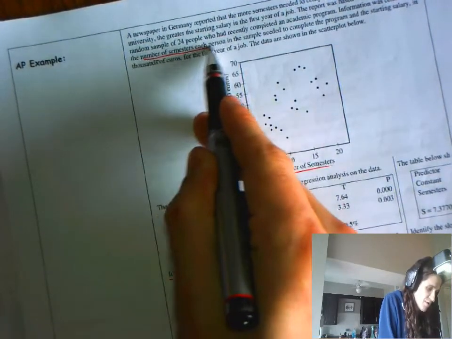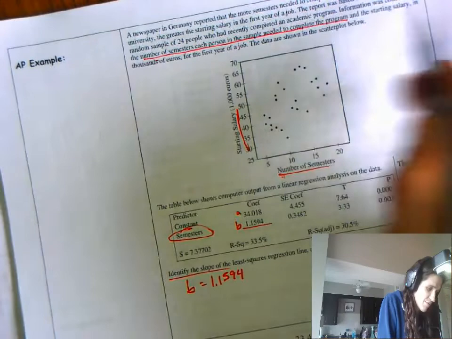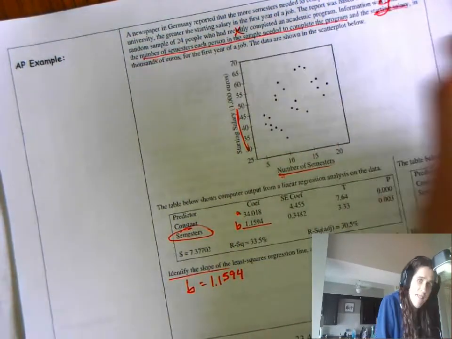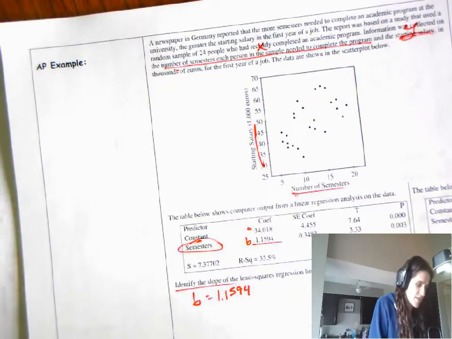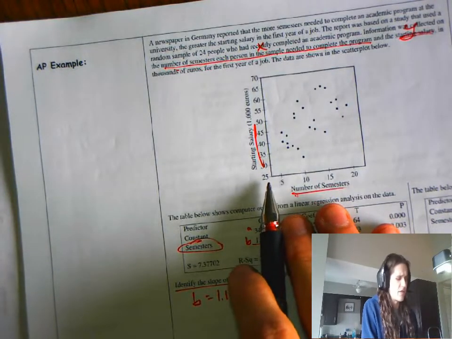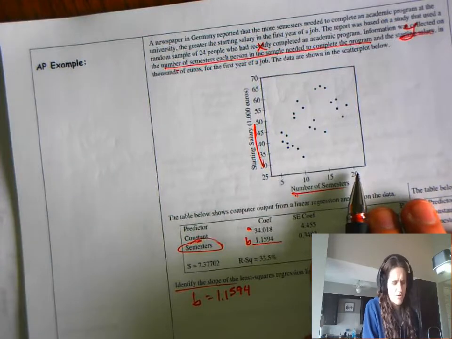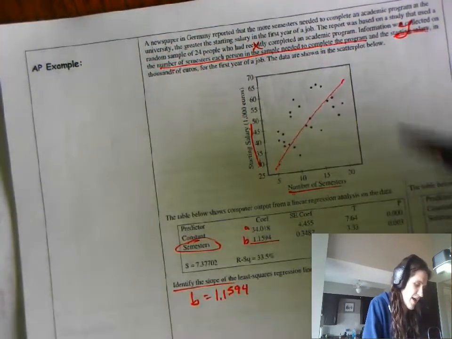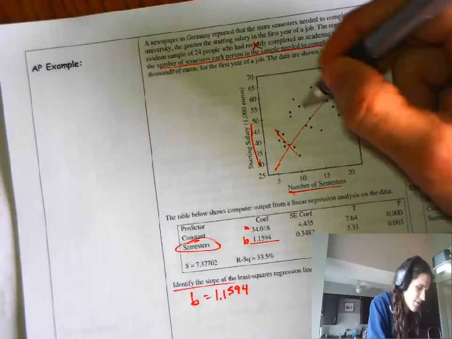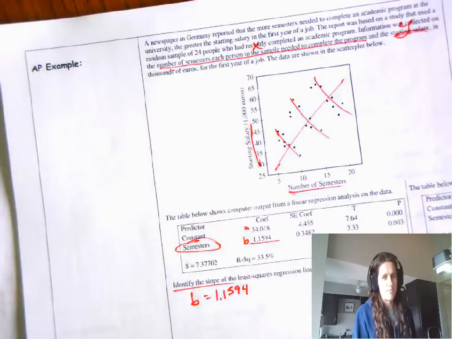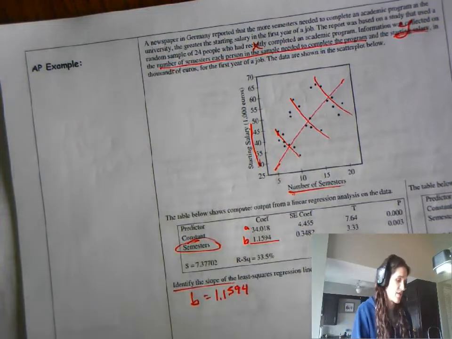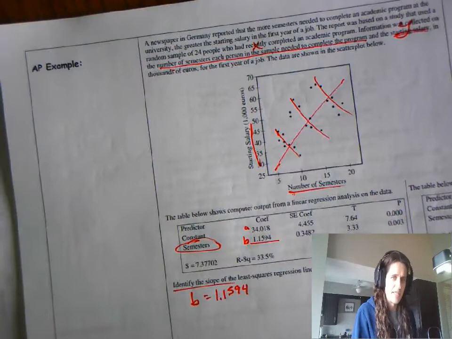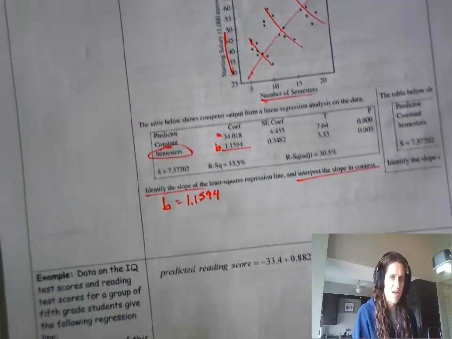Number of semesters each person in the sample needed to complete the program and starting salary. X, Y. So what does this say? It looks like, suspiciously, that if it takes you longer to get through school, you get paid more. So the overall trend looks like that, but also notice what's going on here. This is actually part of a larger question that asks us to identify what's hiding underneath this. We see one trend, but there's actually another trend.